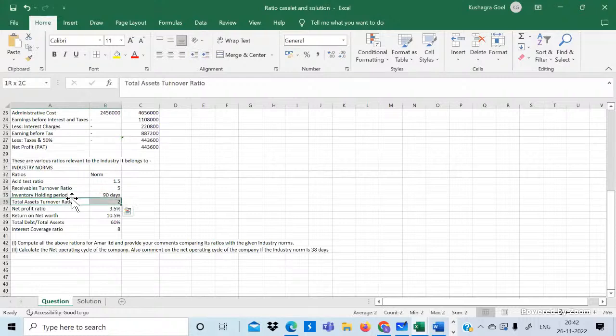The total asset turnover ratio for my competitors is 2. Net profit ratio for my peers is 3.5%. They generate a net return on net worth of 10.5%. The debt to asset ratio is 60%. And interest coverage ratio is 8.